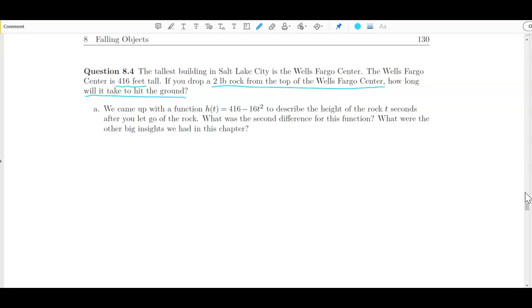Do you think it matters how much it weighs? Do you think that 2-pound rock, so if you put a 2-pound rock over the side, or you did a penny or something like that, is that going to affect the amount of time it takes to hit the ground? What do you guys think?